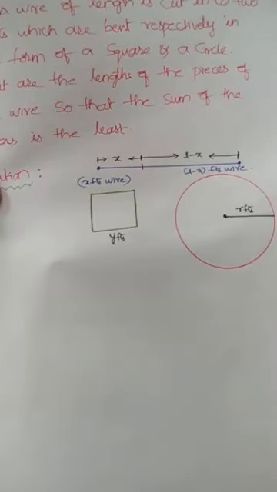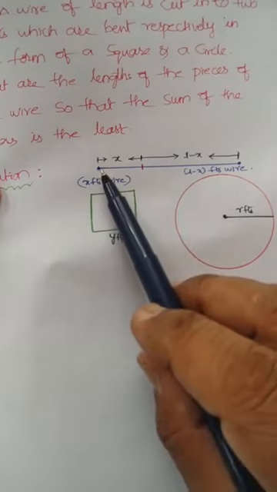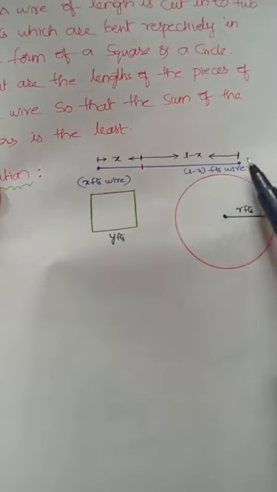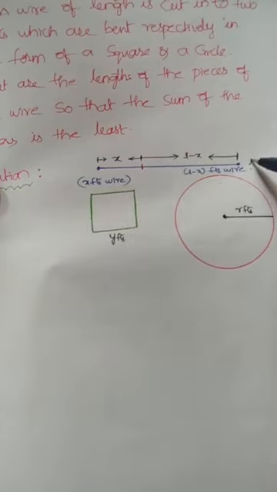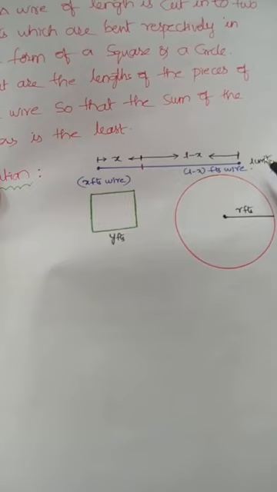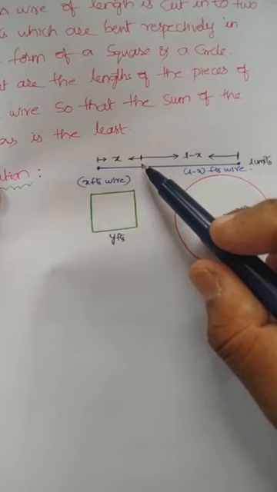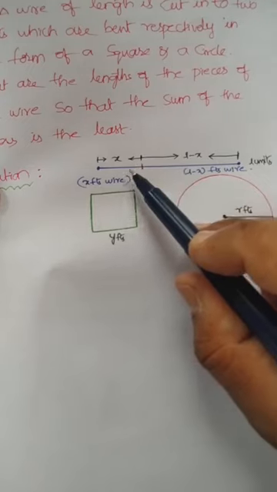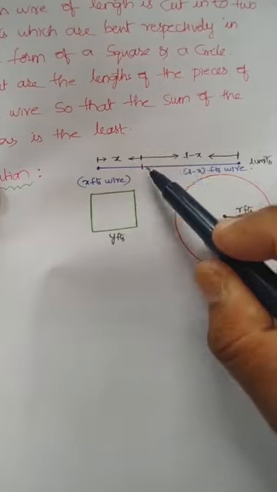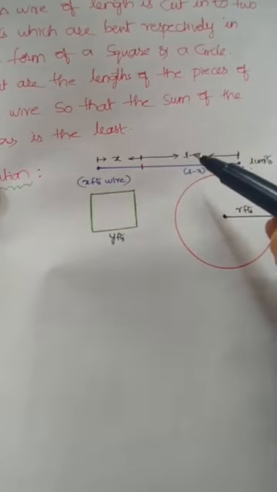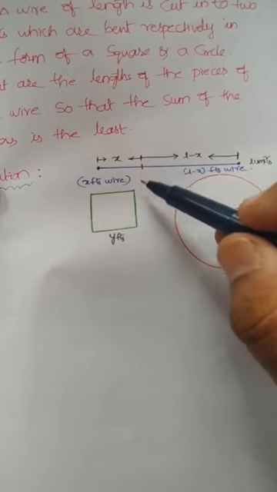Let us observe the problem with this diagram. First of all, I am assuming this blue line is the total wire we have first. I am assuming that the total length of the wire is L units. For that wire I am going to take a mark here, such that this length is x units, and this length is L minus x units. So I make a cut on that line.